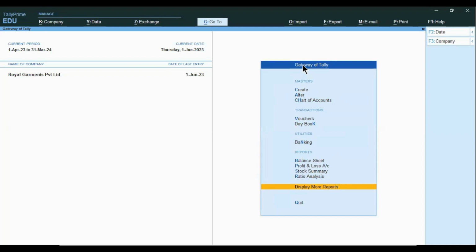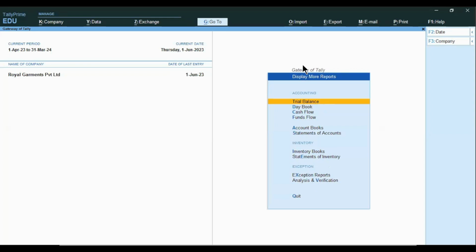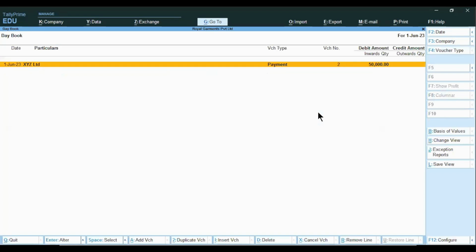In that we have display more reports, enter. Here we have daybook. So gateway of Tally, display more reports, daybook, enter. So at present, this is the screen of daybook and it is showing the entry for 1st of June. Suppose we want to check the entry for the whole period, that is from day 1 to last date.